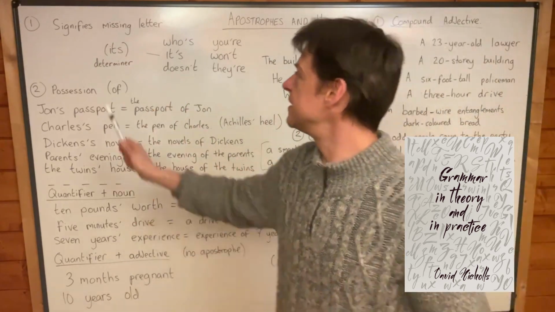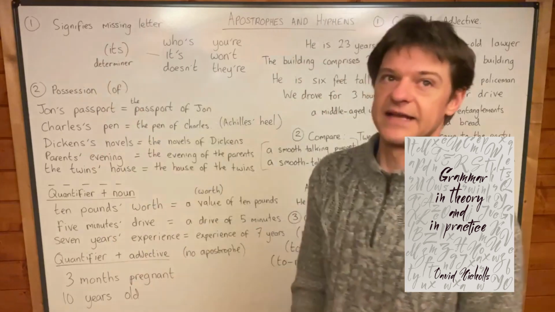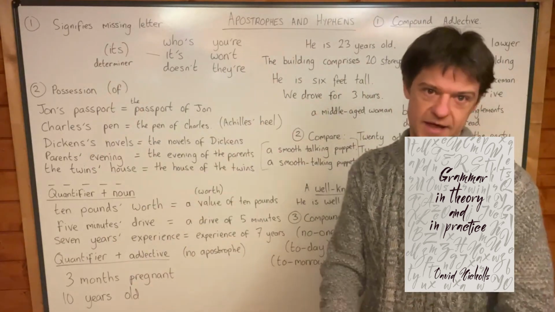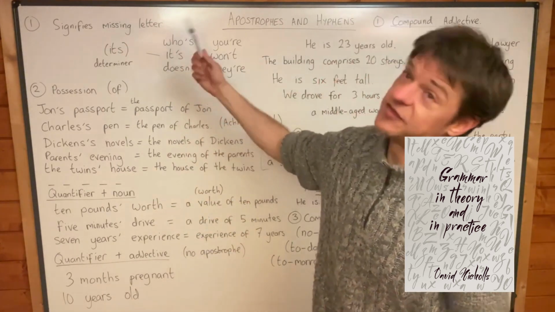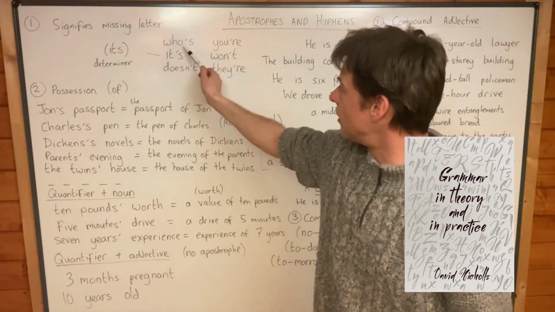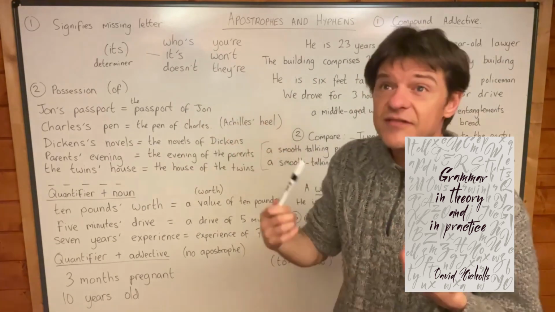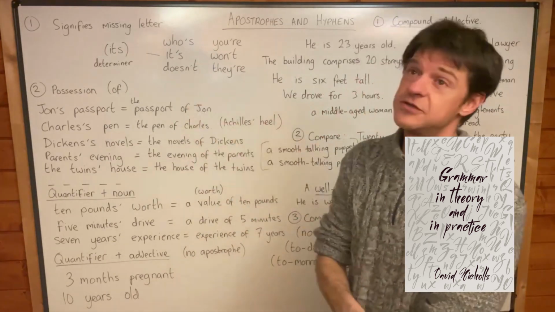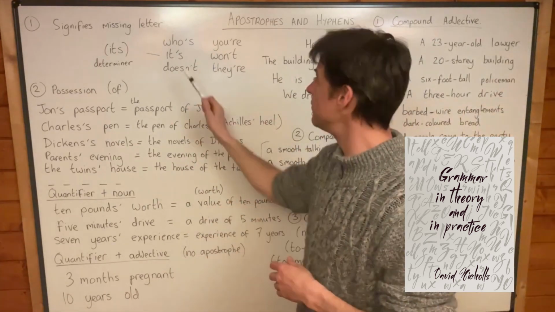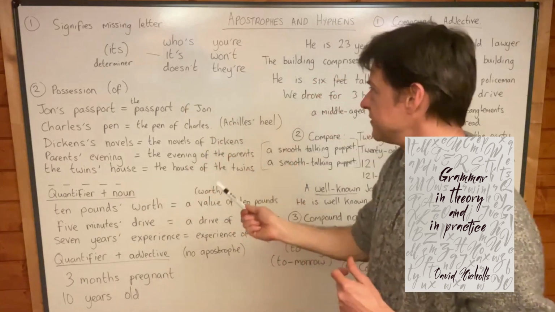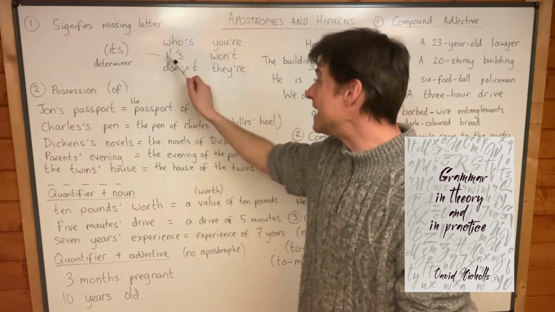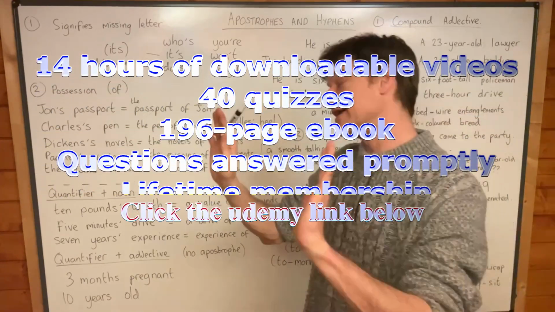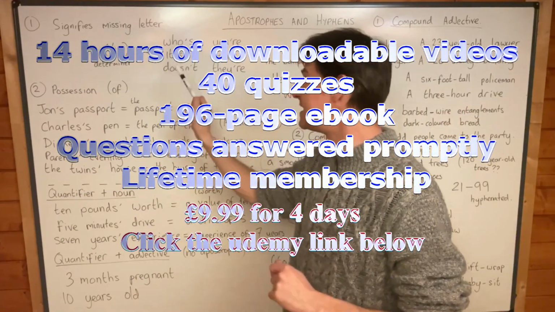The first job is that it signifies a missing letter, and I think everybody is aware of this use of the apostrophe. So who's is who is, it's missing the letter I, and the apostrophe stands in for the letter I. Just like a pronoun stands in for a noun, the apostrophe stands in for a missing letter. It's is it is, of course, or it has sometimes. Let me make that clear. It can be it has or it is.